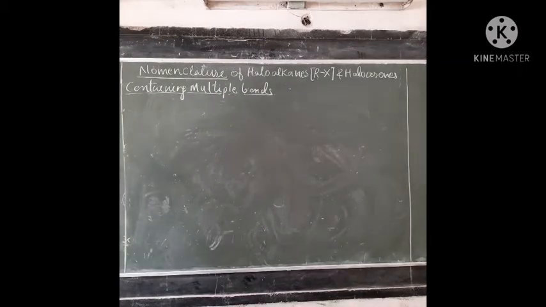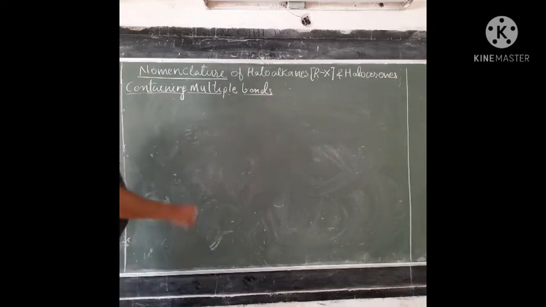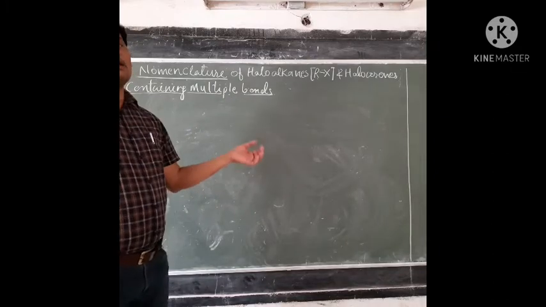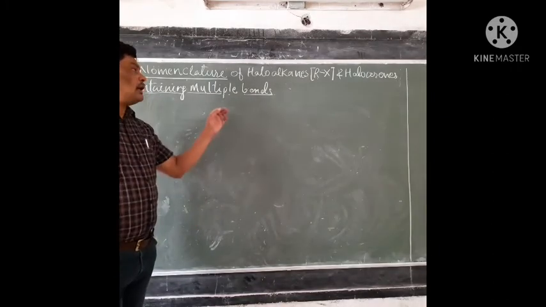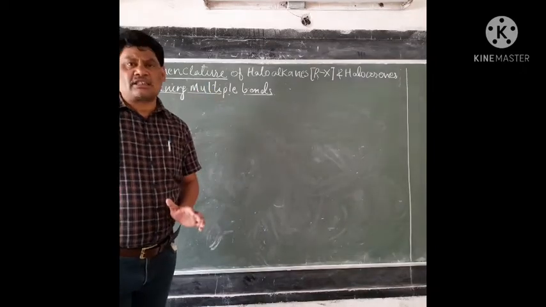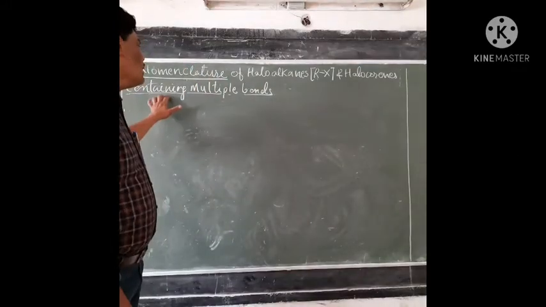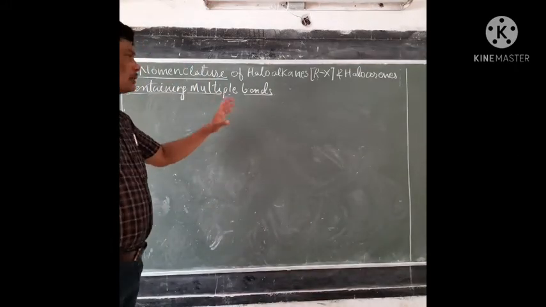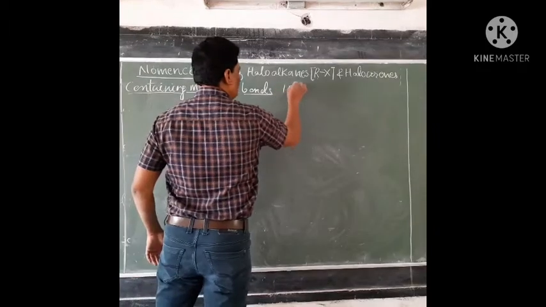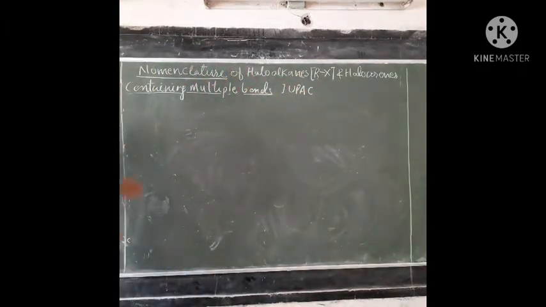Yes. Now the next one: nomenclature of haloalkanes and haloarenes containing multiple bonds. Multiple bonds means double bond and triple bond. Students, I am showing you the IUPAC nomenclature system. You have to work on the common nomenclature of multiple bond containing compounds. So I am writing here the rules for IUPAC.